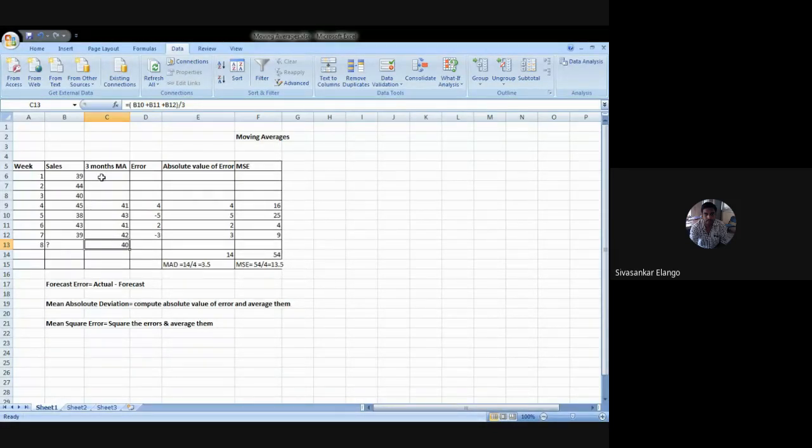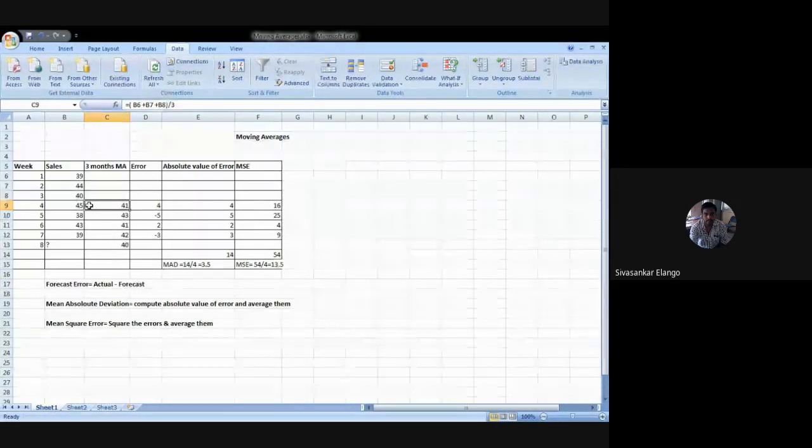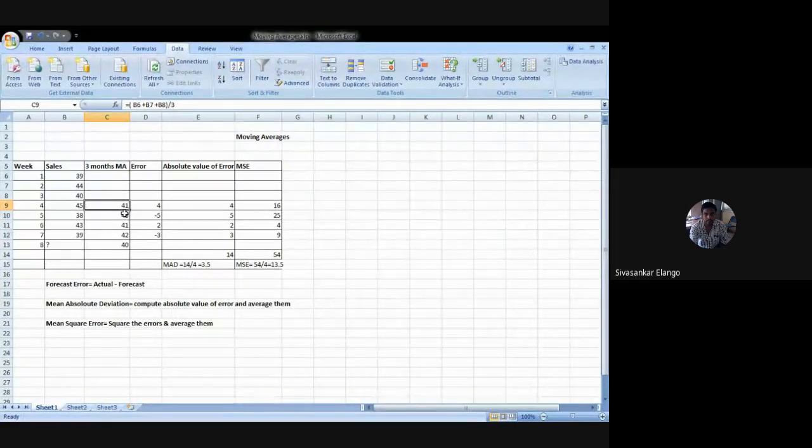In this case, we are going to use a 3 months moving average. That means you take the sum of the previous 3 months and find its average. So the sum of the previous 3 months is 39 plus 44 plus 40, and then divided by 3, you get 41.